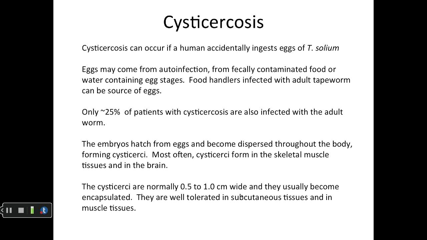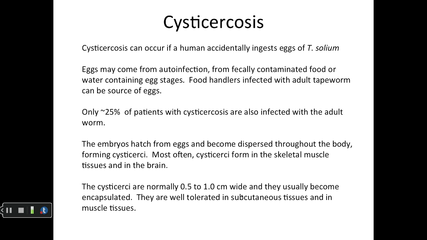Now on to cysticercosis. So cysticercosis occurs when a human accidentally ingests the eggs of Taenia solium instead of ingesting the cysticerci in pork. Where do the eggs come from? The eggs can come from autoinfection. So if a person has the tapeworm and they don't practice good hygiene, they could actually end up ingesting eggs from their own tapeworm, from fecally contaminated hands or food or water. Food handlers that are infected with tapeworms can contaminate food and pass this infection on to others.